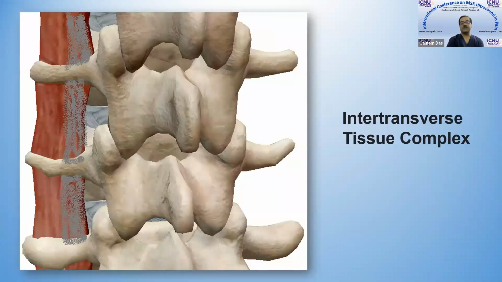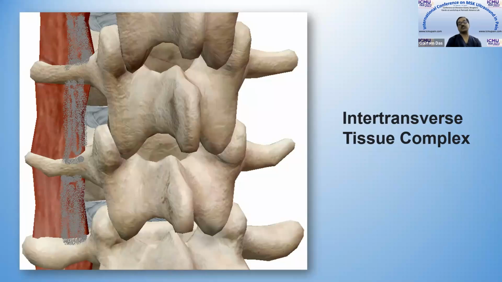Then your intertransverse tissue complex. In between the two transverse processes, we have some ligament, the intertransverse ligament, and intertransverse muscle. Intertransverse lateralis muscle is this one. Intertransverse medialis muscle is here. So just posterior to this transverse process and the intertransverse tissue complex, we have the erector spinae group of muscles. And if you wish to do an erector spinae block, then your needle should be resting over the transverse process. Intertransverse tissue complex means this ligament, the muscle, and some of the other neuromuscular bundles.